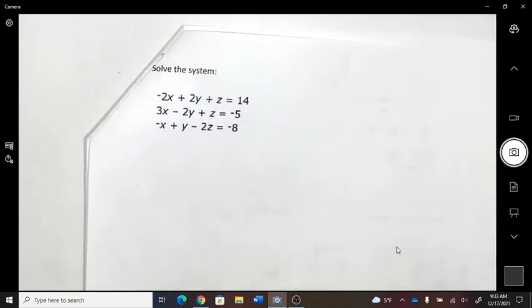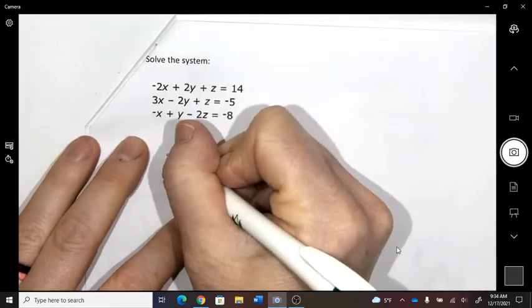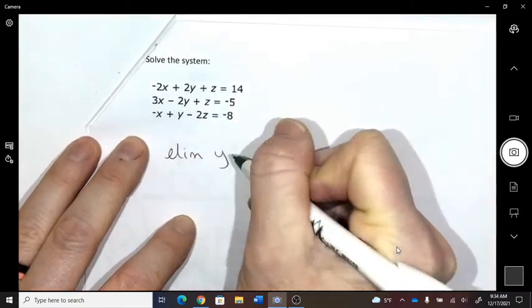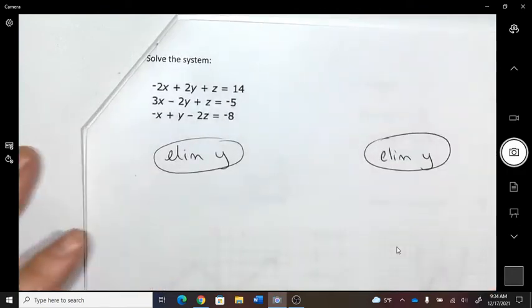All right, solving a system of 3 equations. So when we first look at this, we're going to commit to getting rid of one of the letters. So you have to just pick and commit to that right now. Which one do you want to do? X, Y, or Z? Y? Okay. Eliminate Y. We're going to be doing it twice.